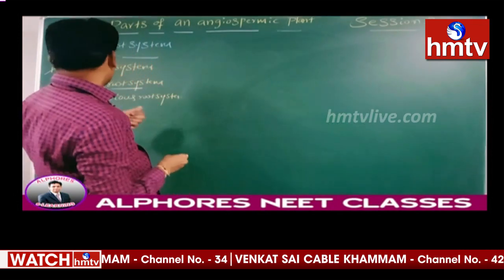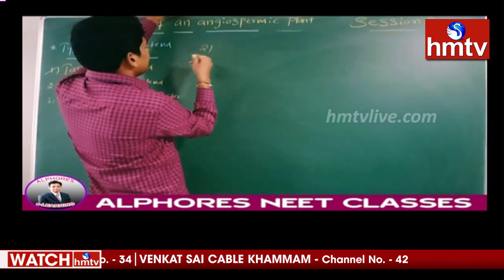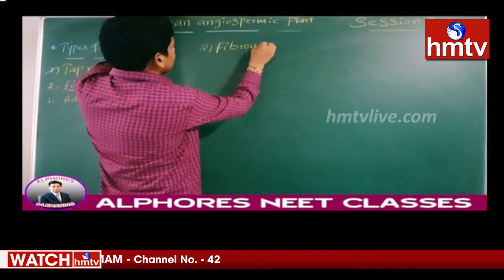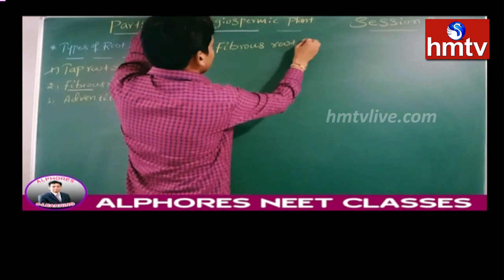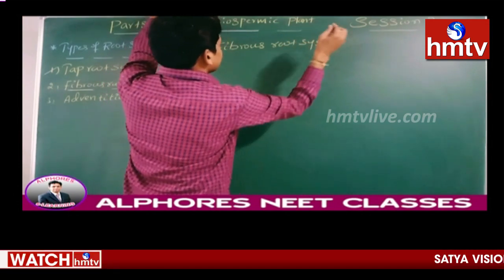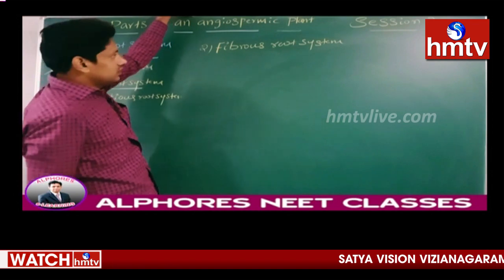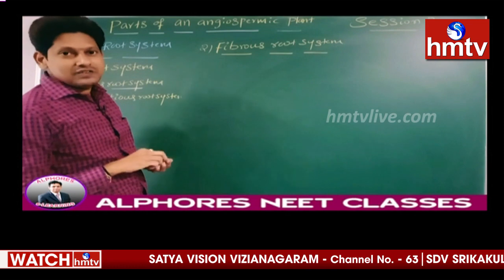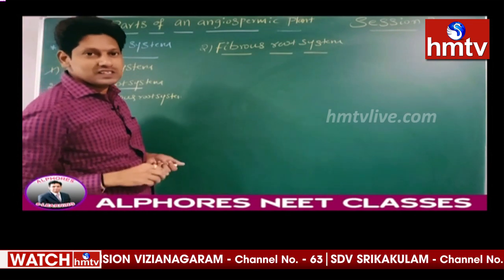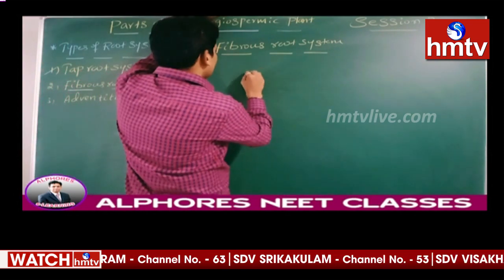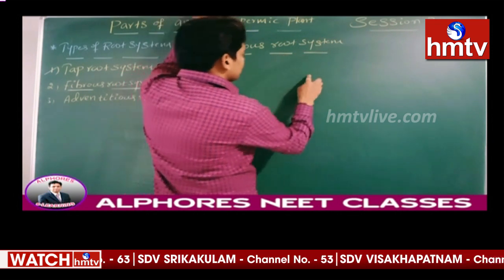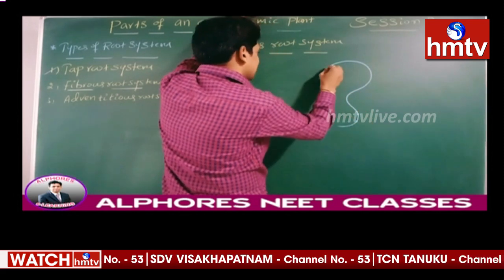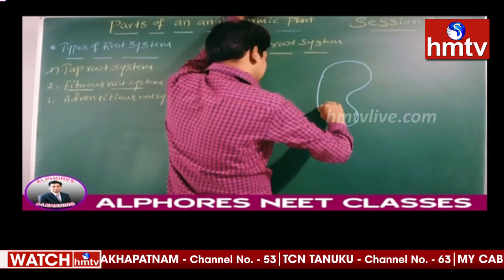Go for the second one. Fibrous root system. Now listen to the statement: the fibrous root system is present in monocots. Fibrous root system is present in which plants? Monocots. Now I am drawing the monocot seed. Which seed? Monocot seed.